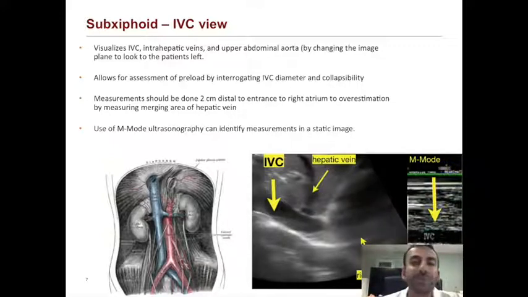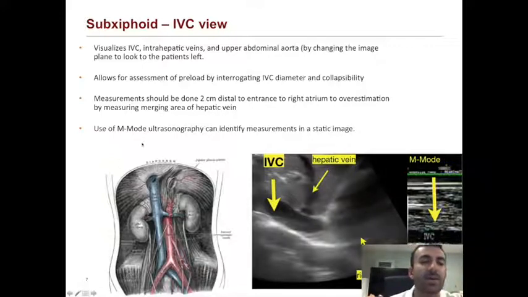You can imagine as your pressure changes in your thorax, that's going to impede or enhance the forward flow of blood from the IVC, and the degree to which that affects the diameter of the IVC is an important evaluation for correlating what we're seeing with ultrasound to the actual estimation of the patient's CVP. Traditionally, you want to make sure that your ultrasound image is 2 centimeters distal to the entrance to the right atrium, and we'll talk about the reasons for that in the subsequent slides.